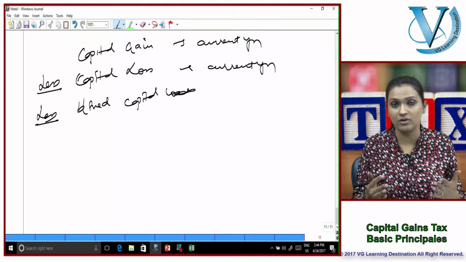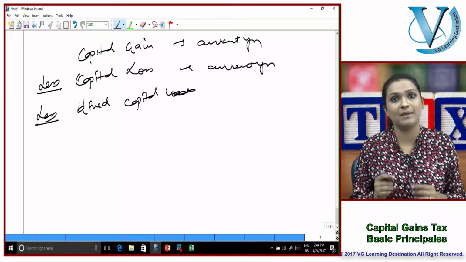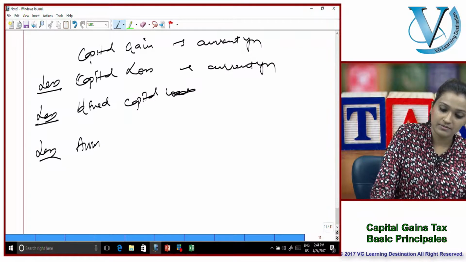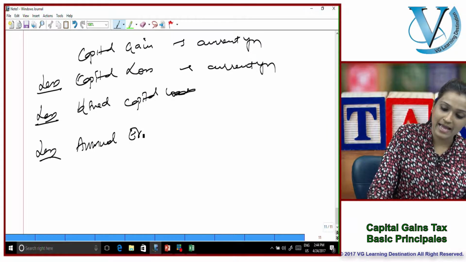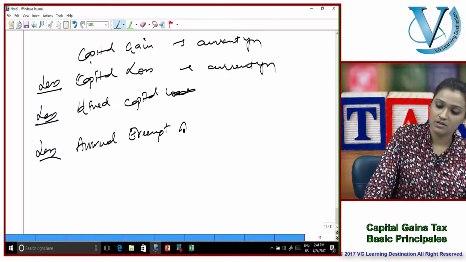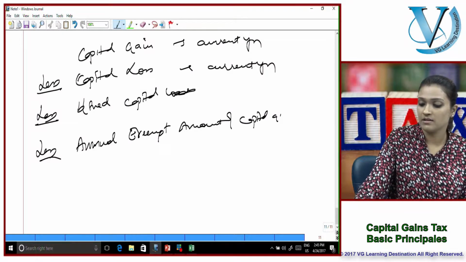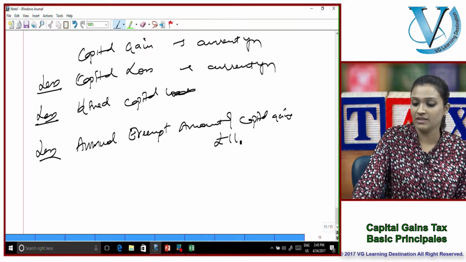Now, before you calculate your net gain, also like the personal allowance, you are being given an annual exempt amount of capital gains, which is how much?